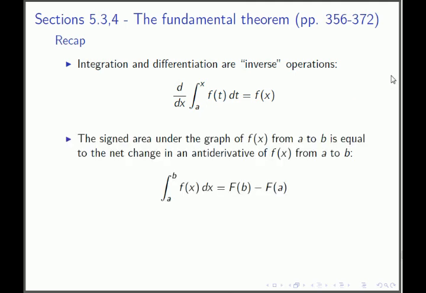The signed area under the graph of f from a to b is equal to the net change in an antiderivative of f of x from a to b. That's what the second part of the fundamental theorem was telling us. And this is an excellent way to evaluate integrals. From now on, we're never really going to compute Riemann sums, so this is a wonderful improvement on our method for computing definite integrals.